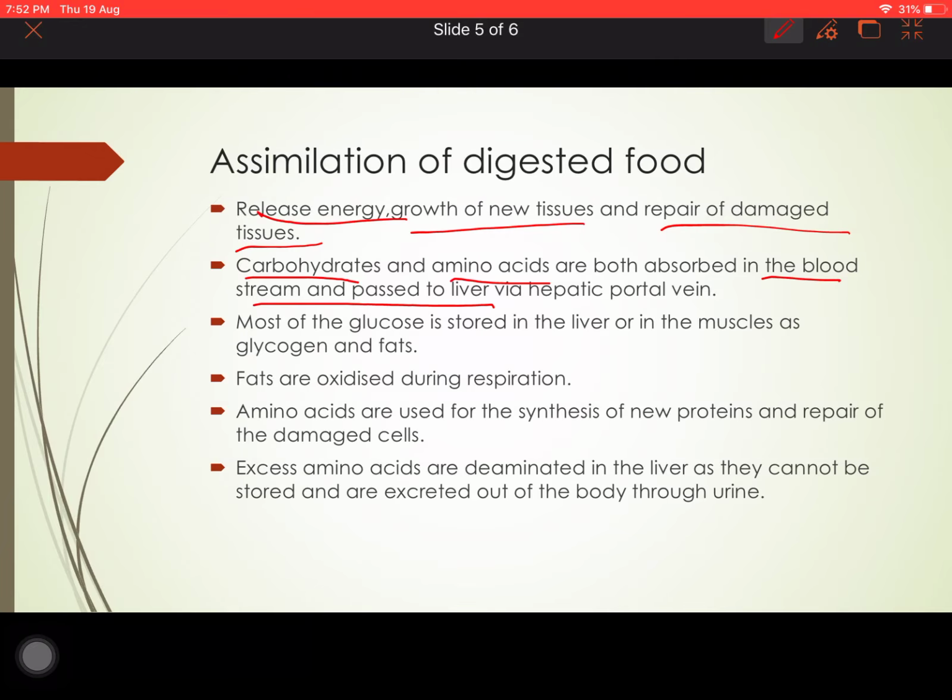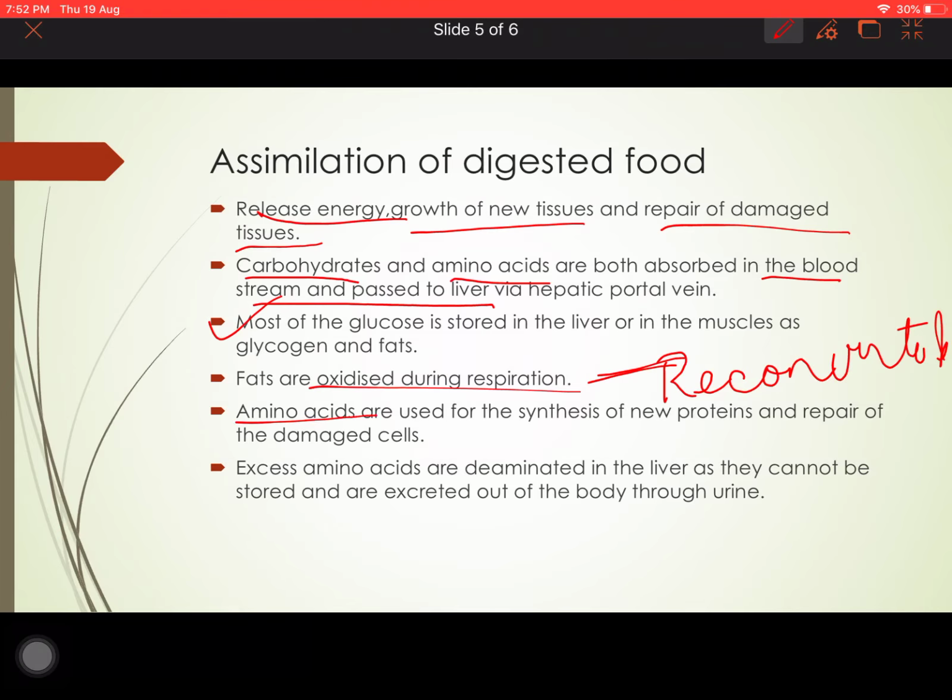Now this is a very important part. Fats are oxidized during respiration, and if more energy is required, what is happening in between meals? If more energy is required, glycogen can be reconverted to glucose, as I have told in the previous point also. It is reconverted to glucose and transported by the blood to different parts of the body.